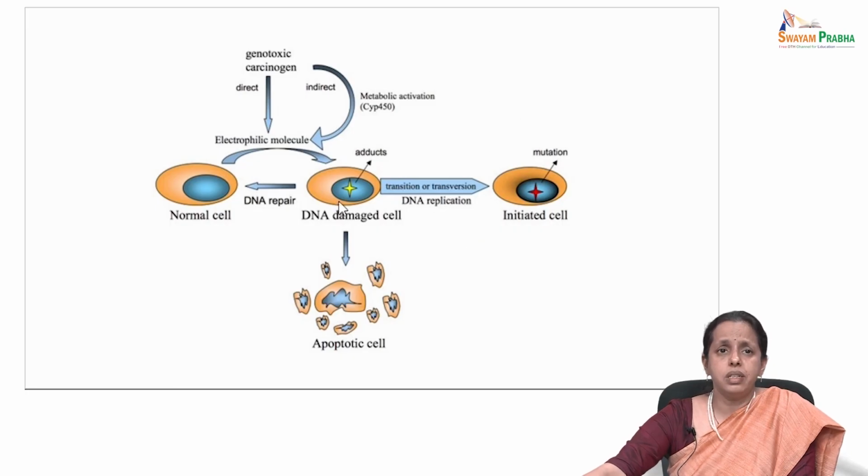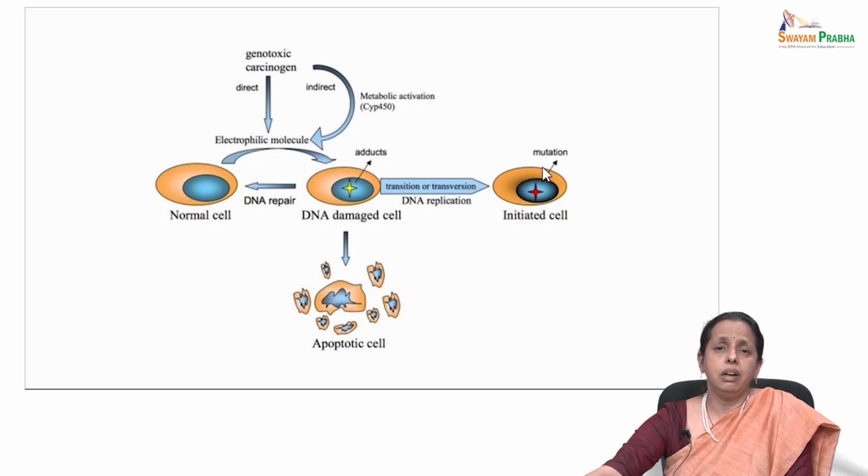The first step is DNA damage, where this damaged DNA goes through DNA replication, and then you have what is called an initiated cell with a mutant DNA sequence. Hope I am clear. Suppose this DNA damage occurs and your apoptosis systems come into play, then the cell could go through the apoptosis cycle and the whole cell per se is eliminated.